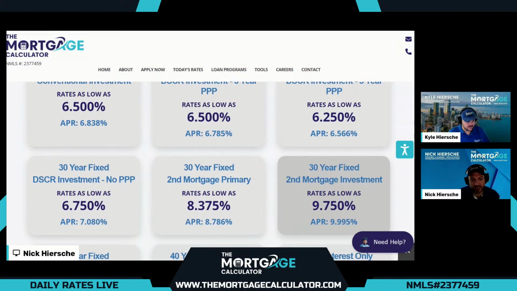And our second mortgages for investments. HELOCs are rare for investment properties, so these are great options. Investors can get cash out with a second mortgage, rates as low as 9.75, final APR 9.995. And these are non-QM programs, so we can use bank statements, 1099s, P&Ls, and similar.